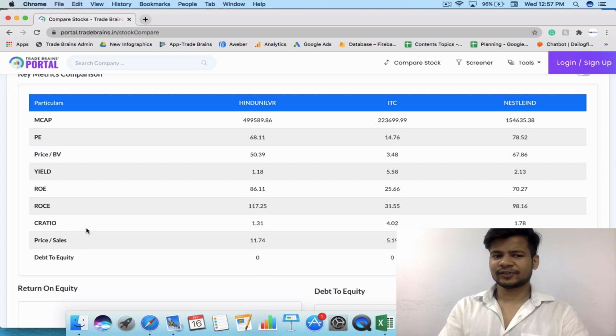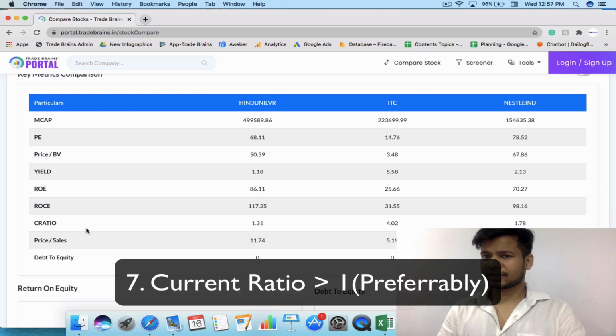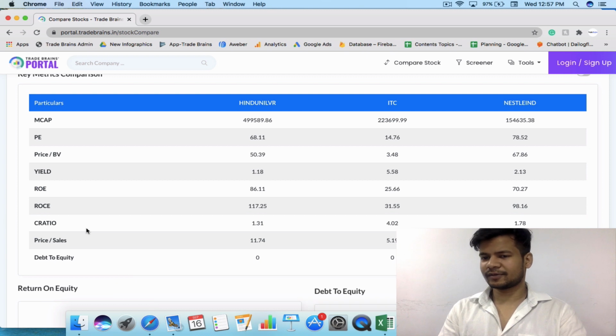Next is the current ratio, and the current ratio is the ratio of the current assets to the current liabilities of the company. And as a thumb rule, it should be greater than 1, because a current ratio greater than 1 means that it has more current assets compared to current liabilities, and it can easily pay its obligations.